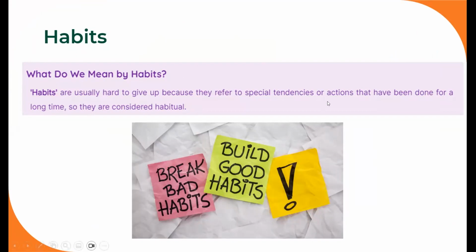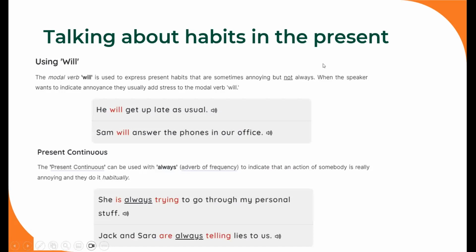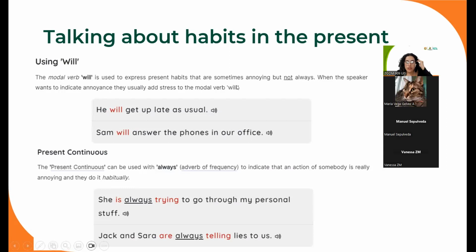This is considered a habit. So we're going to start talking about how we can describe habits, first in the present, so habits that you have now, and also habits that you had in the past. So let's start with the habits for the present, okay? For habits in the present, we can use the modal verb will. In this case, it's not talking about the future, it is using will to describe habits in the present.